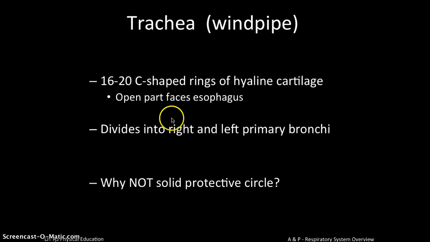So there are 16 to 20 C-shaped rings of hyaline cartilage which send air down towards the bronchi, which then divide and go into your left and your right lungs. And the reason why it's not one solid circle is because if you think about it, you bend and move and turn. Your windpipe, if it was a solid pipe, would be inflexible, and we need our windpipe to be able to accommodate our movements.